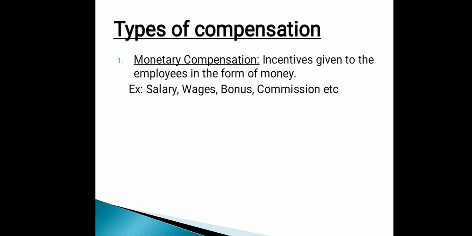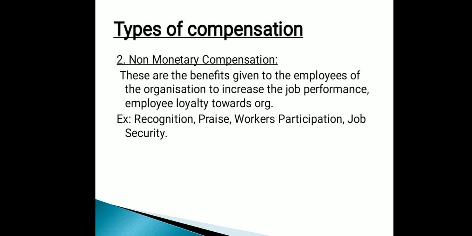Generally there are two types of compensation. One is monetary, the incentives given to the employees in the form of money. They are salary, wages, bonus, commission, which can be expressed in terms of money. The next one is non-monetary compensation. These are the benefits given to the employees of the organization to increase job performance and employee loyalty towards the organization. Here it cannot be seen.